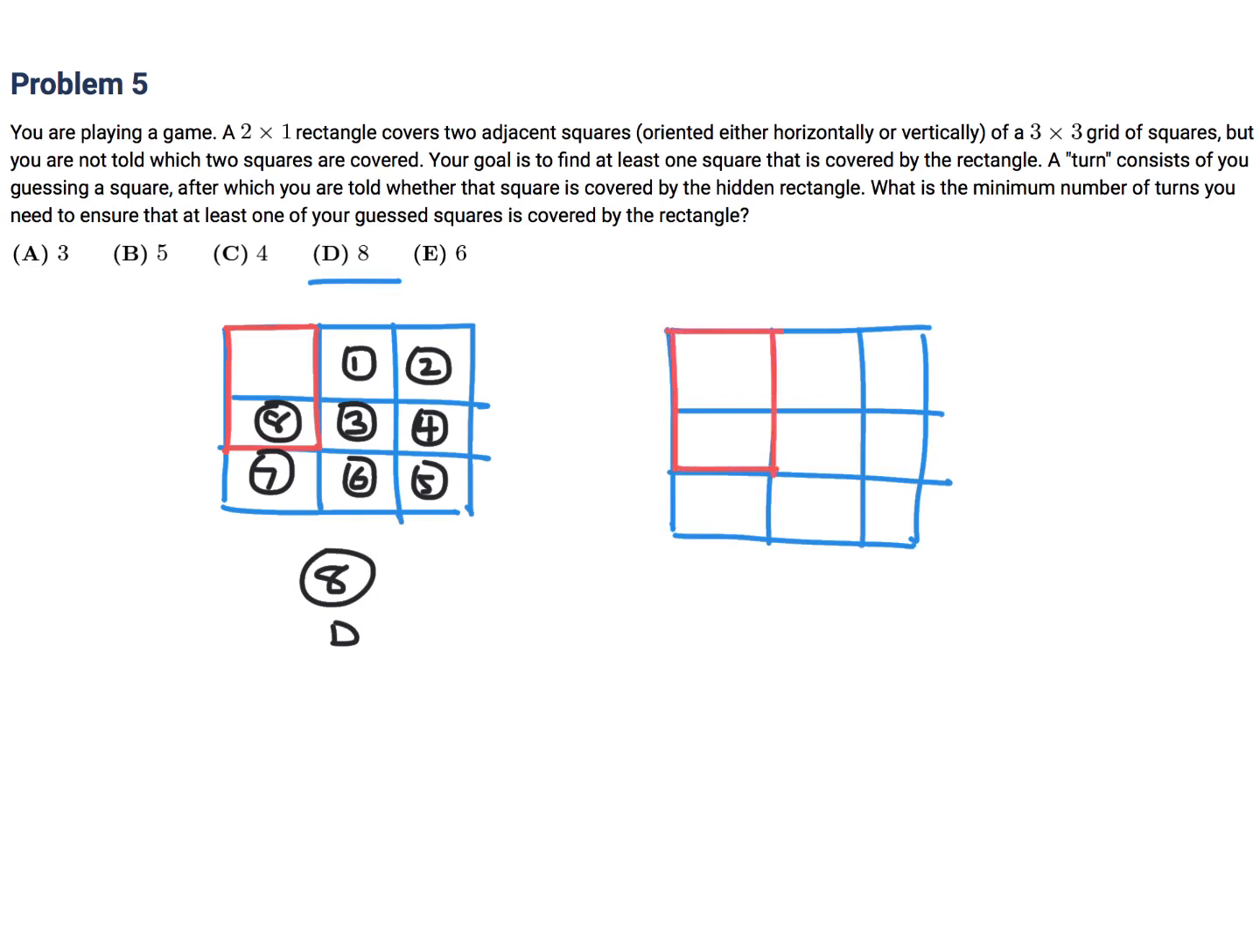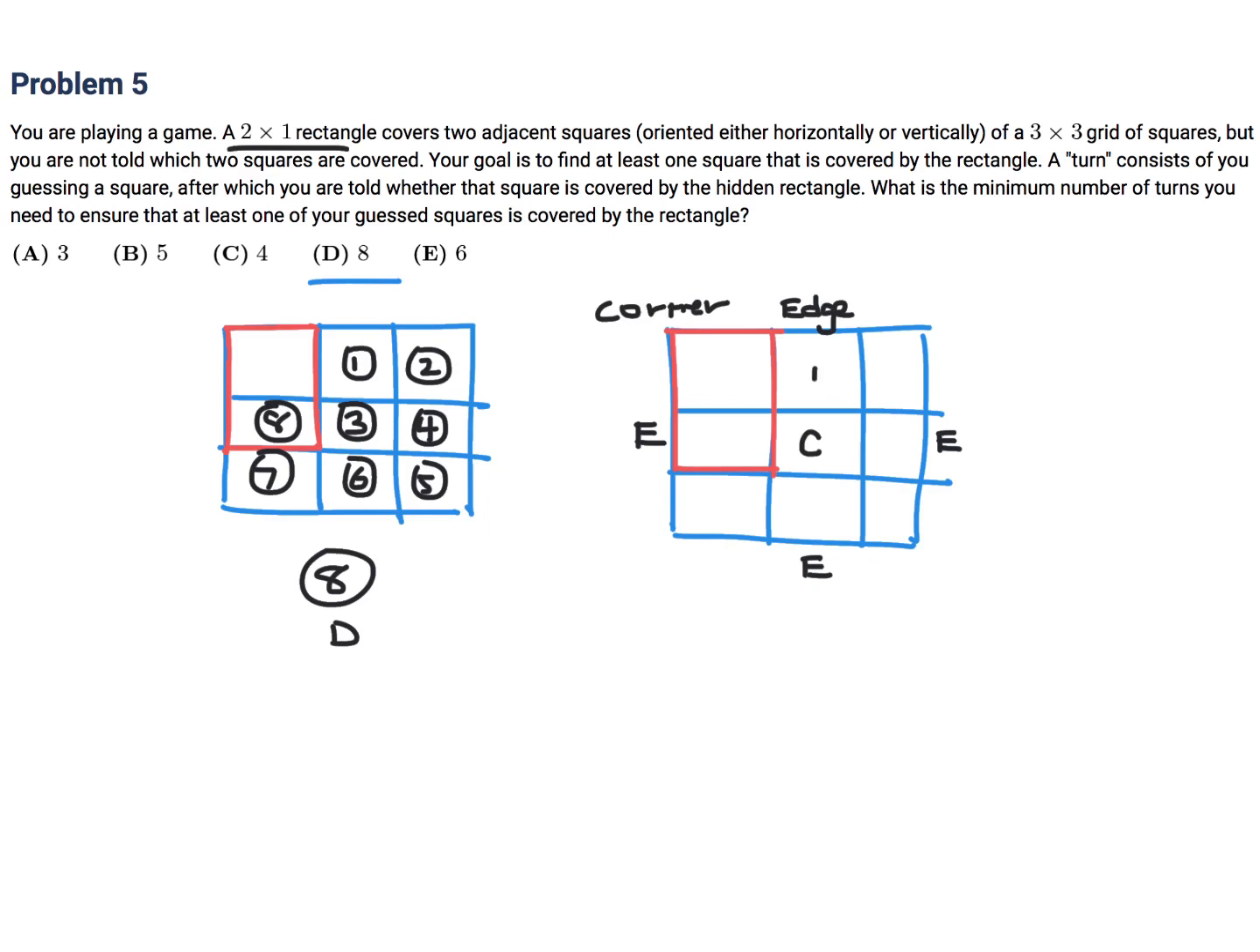Okay, so let's again draw the same 2 by 1. The key to this question is to realize that this 2 by 1 rectangle, no matter where it's placed, will always cover an edge square. So these are the edge squares. The one in the middle you can call center. The ones on the corners, obviously you call corner squares. But the edge squares are always going to be covered by a 2 by 1. Try it, you'll see. So therefore, you really only have to guess the edge squares.